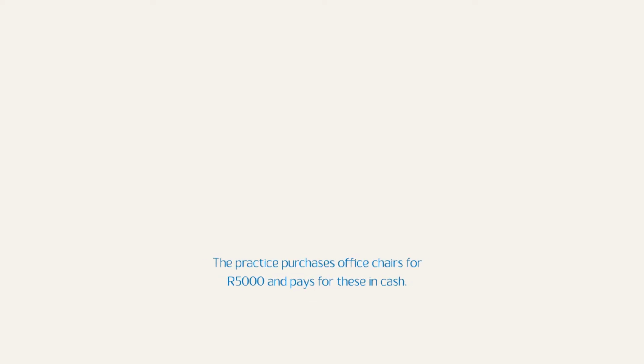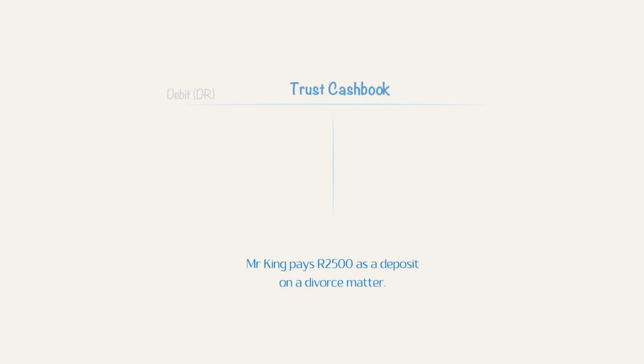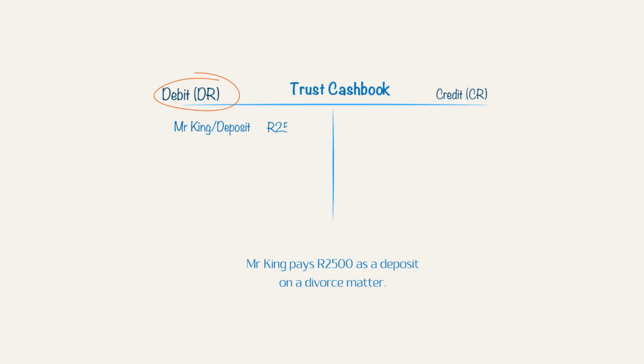The practice purchases office chairs for 5,000 Rand and pays for these in cash. This would be a credit entry in the business cash book as money goes out of the practice. In the next type of transaction, Mr. King pays 2,500 Rand as a deposit for a divorce matter. This would be a debit entry in the trust cash book as money comes into the practice. That, in a nutshell, is the principles of debits and credits.